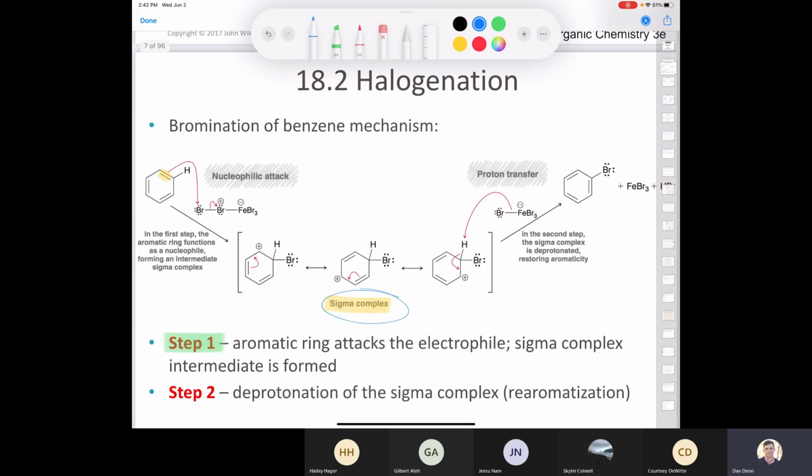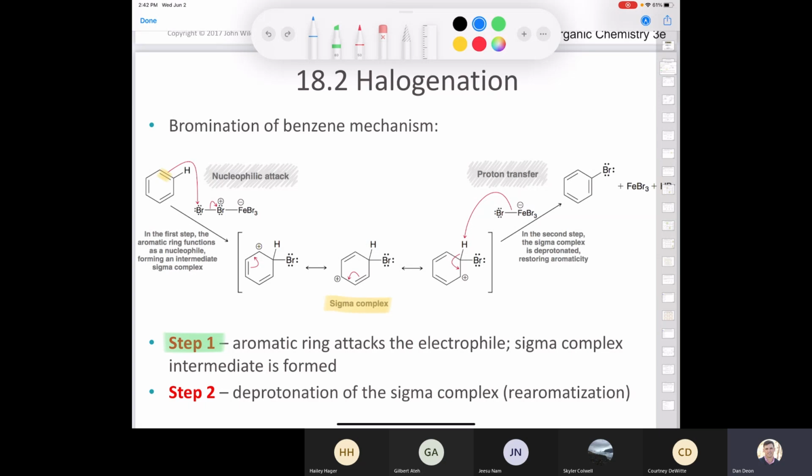You form the sigma complex, and then you just get a deprotonation of that sigma complex right here, and then you re-aromatize, right? You reform the aromatic ring. So you start with an aromatic ring, and you end with an aromatic ring, just like that.